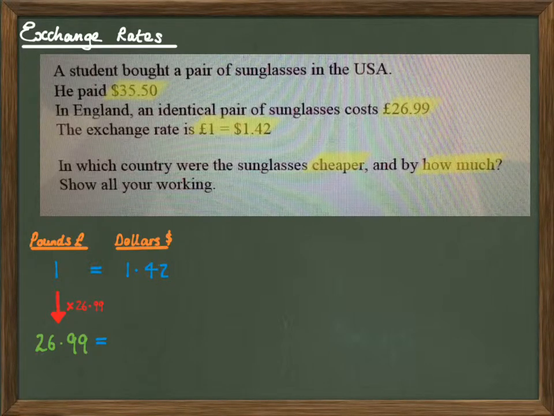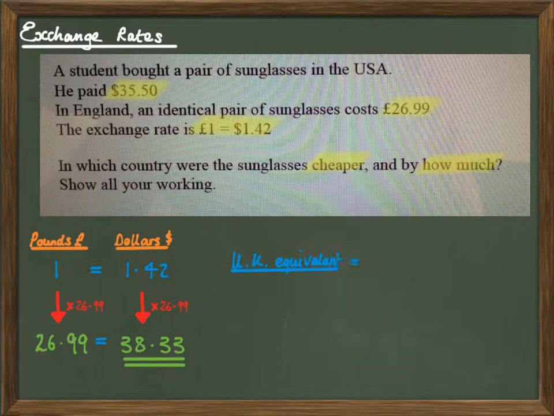Because it's a ratio, whatever I do to one side, I have to do to the other because it's a balance. Every £1 is worth $1.42. Same to the other side. And then I type that into my calculator and I get 38.33. Now what this means, it's not the final answer, it means that £26.99 in England is equivalent to $38.33. Okay, so I'm going to write that down.